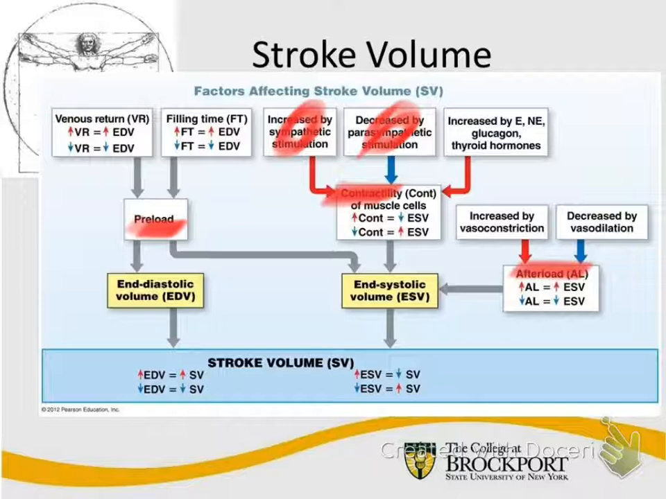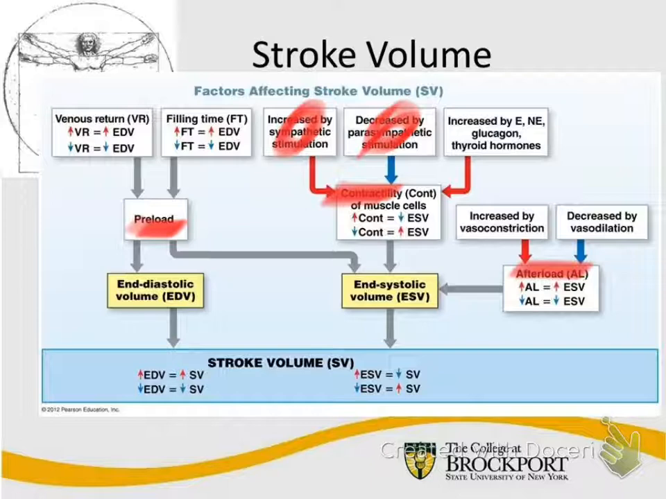So the sympathetic nervous system increases contractility. The parasympathetic nervous system decreases contractility. And both of those will influence end systolic volume. So if we increase contractility, if we really increase the amount of calcium in a cardiac myocyte for a given amount of stretch, we will decrease end systolic volume. That ventricle, that left ventricle, will squeeze more vigorously and it will eject more blood.